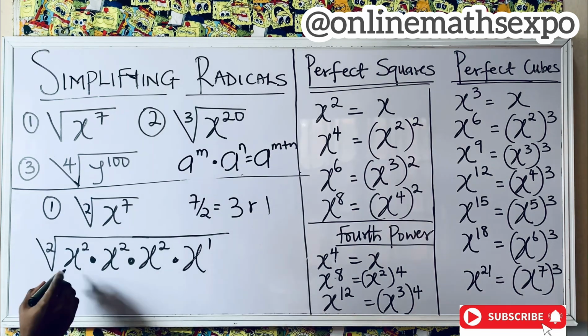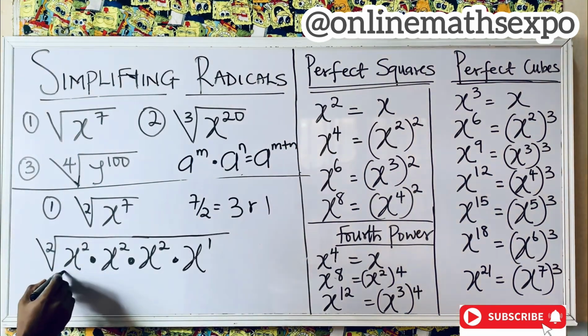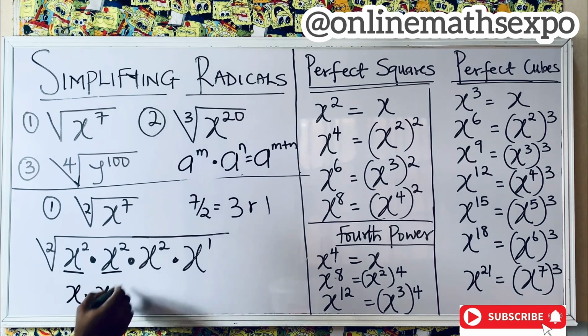Okay, in this case now, because it's a square, when it's a square, it goes in once. So for this to go in once, you bring it out. This to go in once, you bring it out. This, you have x.